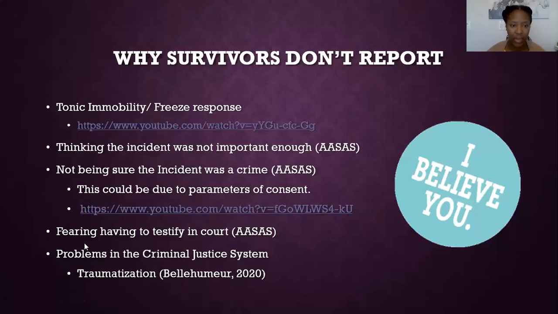Okay, so the next point is fearing having to testify in court. Again, the criminal justice system can re-victimize the victims or survivors of sexual violence based on the lines of questioning that are used. A lot of the myths that we hear, sometimes, what were you wearing, right? That can insinuate a myth as it relates to sexual violence, kind of, well, victim blaming.